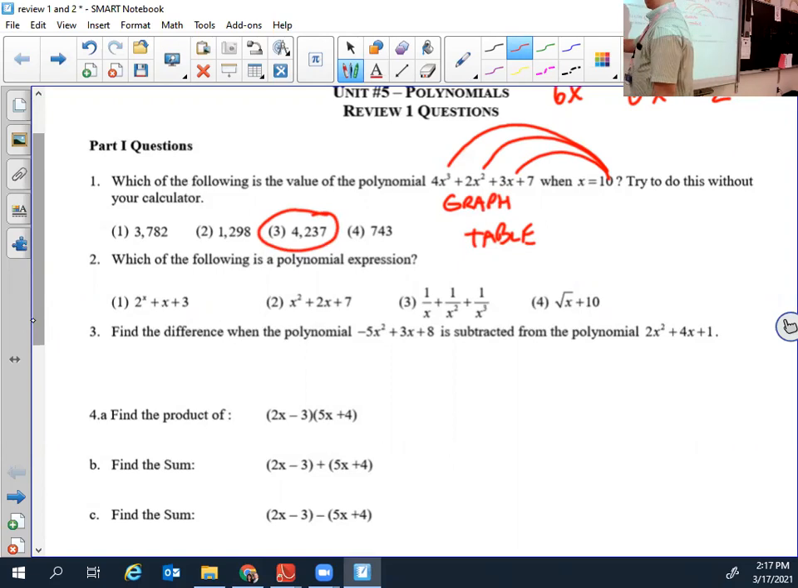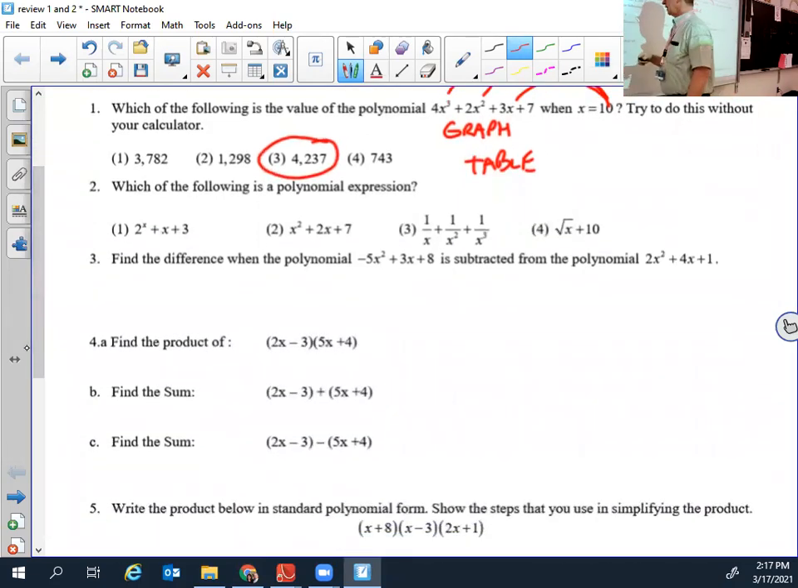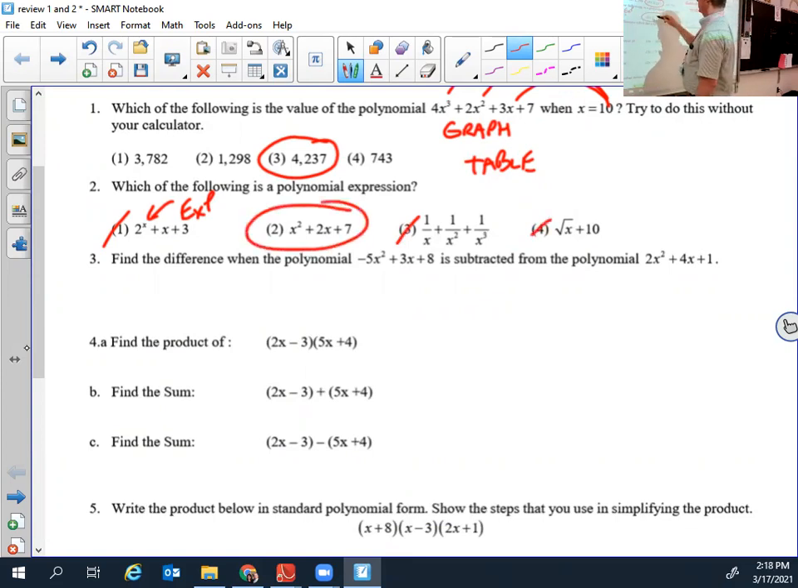Next one, it says, which one of these is a polynomial? Once again, as you're looking at this, a polynomial is an expression that has exponents and x's and things, but it doesn't have the x as an exponent. This is an exponential function, so that one's out. And it doesn't have fractional equations, so this one's out. And it doesn't have square roots, so it's going to be this one where you got the squared, the x, and the number, which is a lot like what we looked at.